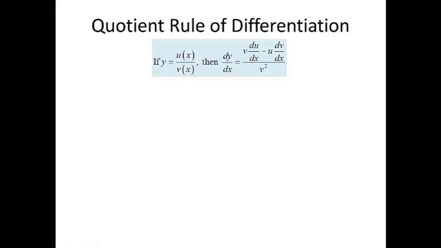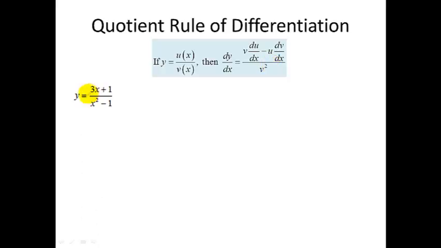Let's continue with more basic rules of differentiation. The next rule is the quotient rule of differentiation. The quotient rule says that if y is a quotient where u(x) is the numerator and v(x) is the denominator, then to find dy/dx, this will be the formula, and this formula will be given to you in the formula card.